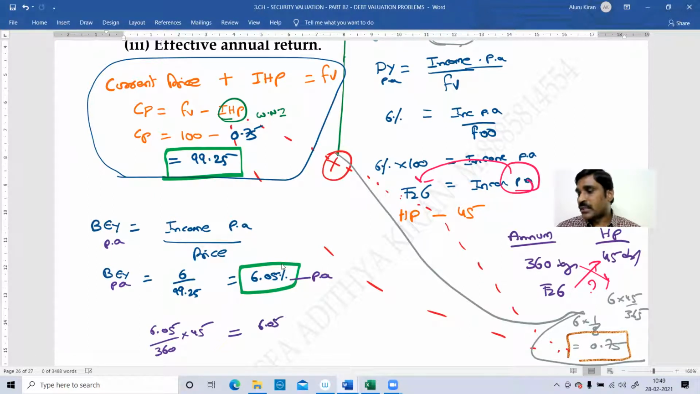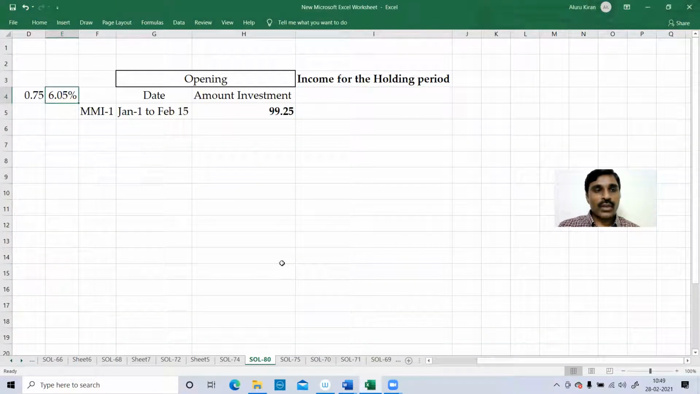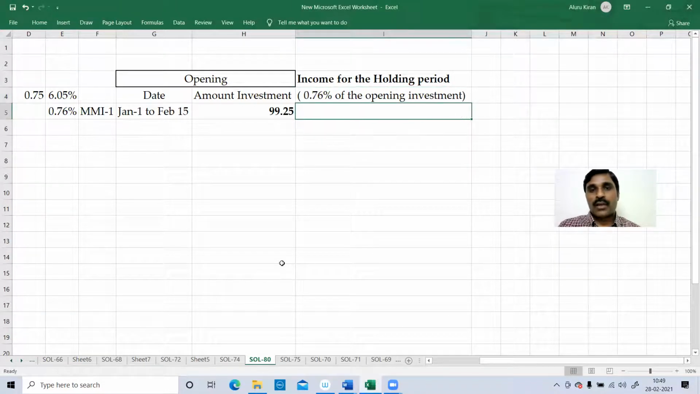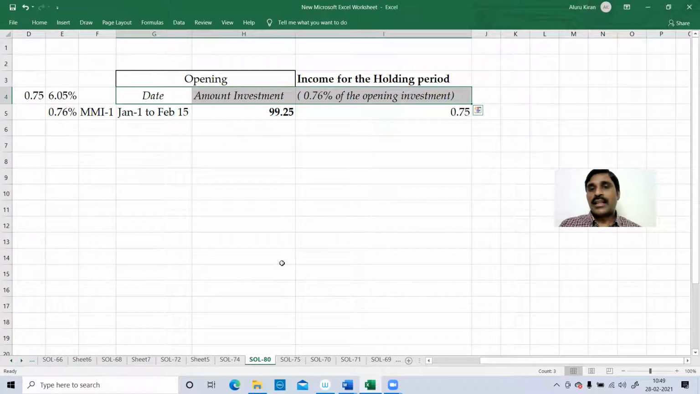That is 6.05% into 1 by 8. So 6.05 divided by 8, you will get 0.76%. Therefore the income for the holding period is 0.76% of the opening investment or price. That 6.05 is per annum, only for the purpose of comparison. But if I am holding only for 45 days, the income I'll get is 0.76%. This is the income for the holding period.